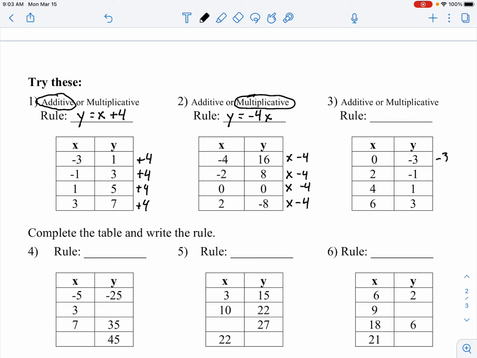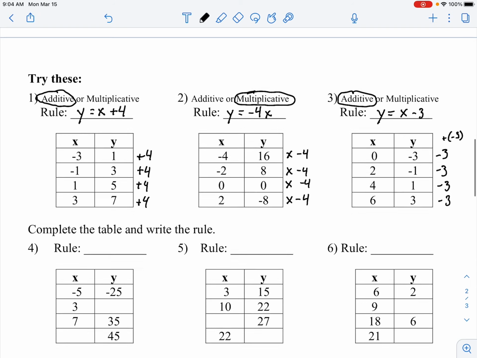So getting from 0 to -3, well, that is -3 or plus -3, whichever you want to think about it, since these are additive relationships. But remember, additive relationships can be added or subtracted as long as you're adding or subtracting the same thing. To get from 2 to -1, well, that's -3. To get from 4 to 1, well, that is also -3. And 6 to 3 is -3. So our rule here, well, this is additive. And our rule, so to get to our y, we take whatever x we had and we subtract 3.